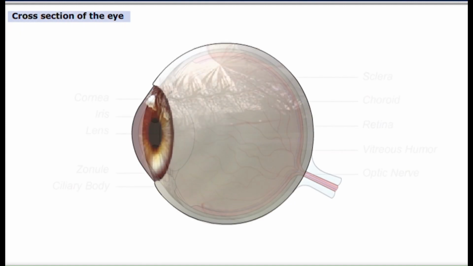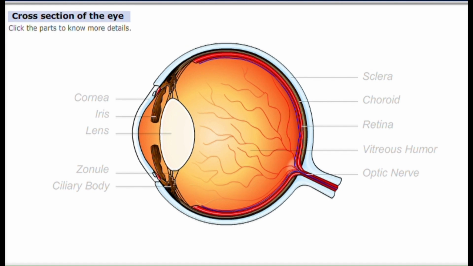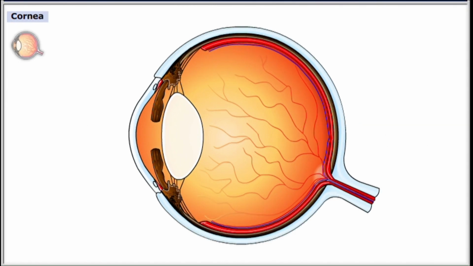Cross-section of the eye. To understand each structure in detail, we take the cross-sectional view of the eyeball. This picture highlights the entire structure of the eye. Let us learn more details of the structure of each part.